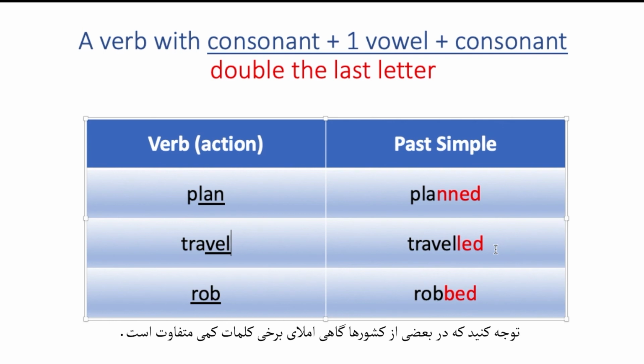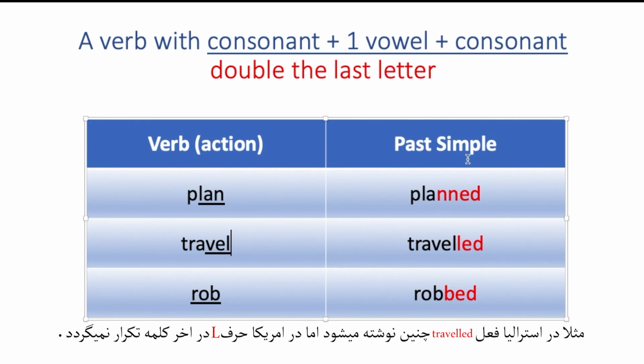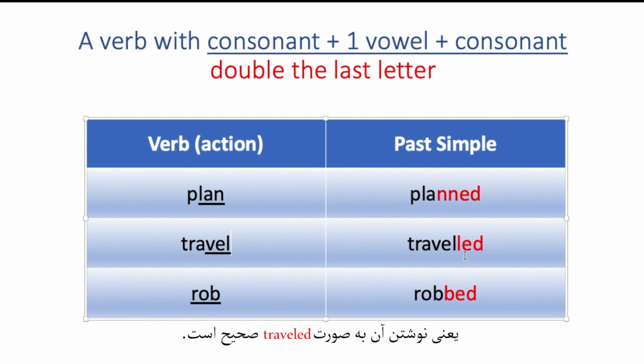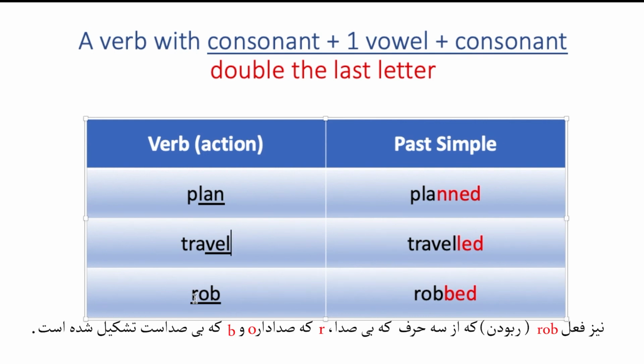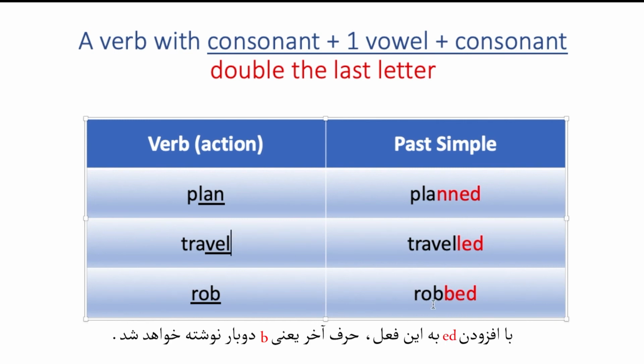In some countries, this can be a little different. Okay, so in Australia, in the past simple, we have double L, but in some countries like America, they spell traveled with one L. Okay, so sometimes some words are different in different countries. And rob, consonant, vowel, consonant. So past simple, you have double B, robbed.